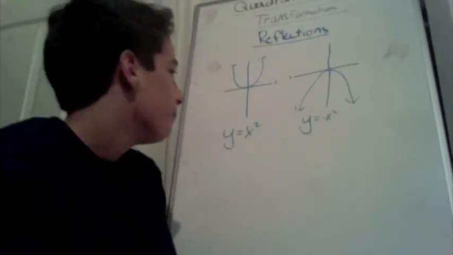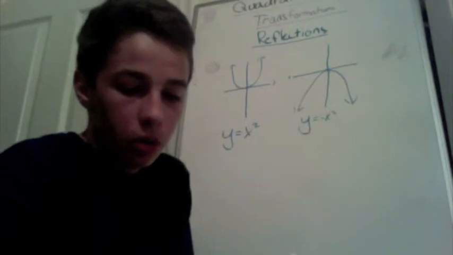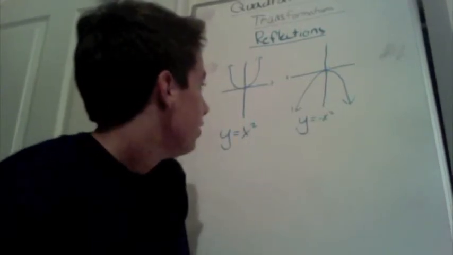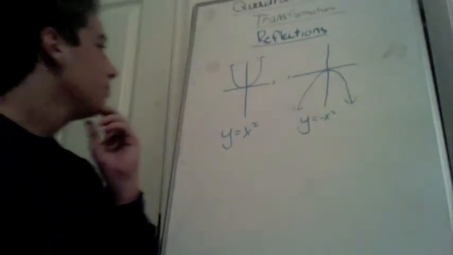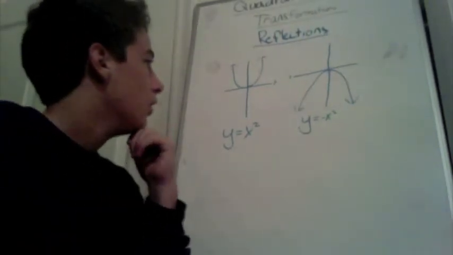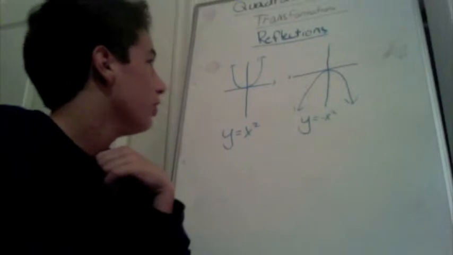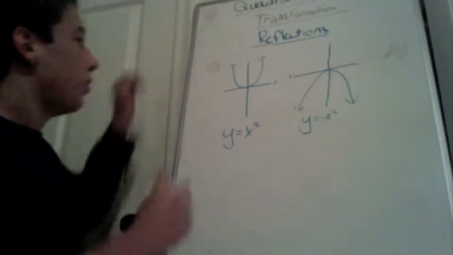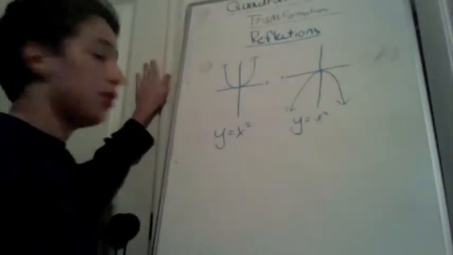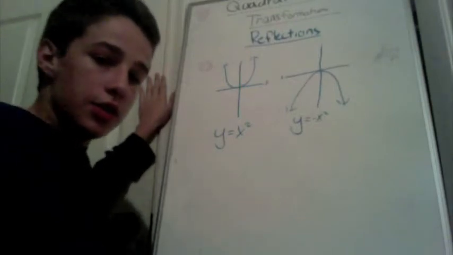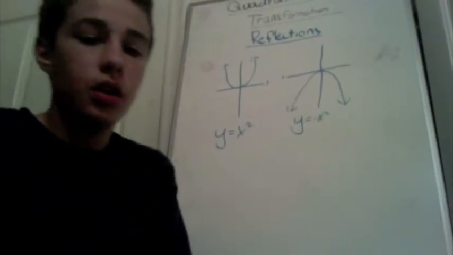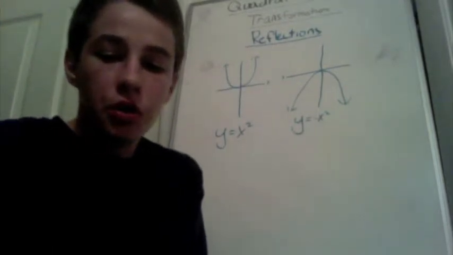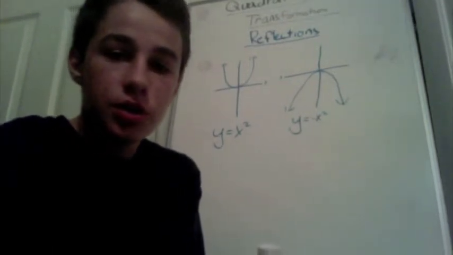There isn't a whole lot to this, as you can see. That's pretty much all it is. X-axis reflections are just a reflection over the x-axis. It's pretty self-explanatory. In the next video, I'll be going over vertical stretches and shrinks.